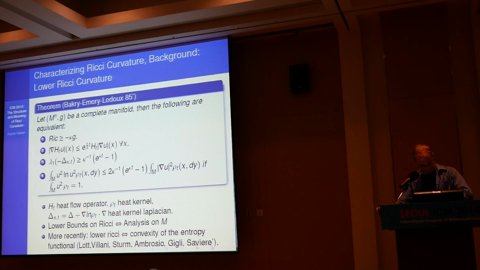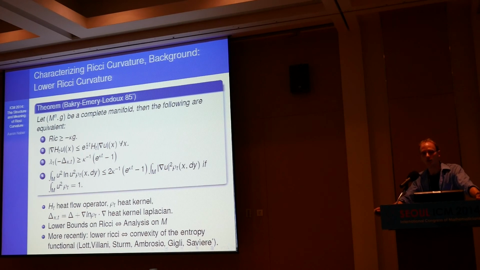One way of saying all of this, the easiest way of summing it up, is that a manifold has lower Ricci curvature if and only if the analysis on the manifold M is well controlled. And precisely it means these things. Okay, so my motivation here was that I wanted a version of this for bounded Ricci curvature, where we had both an upper and a lower bound. Actually, in the beginning, I really just wanted any estimate for bounded Ricci curvature.